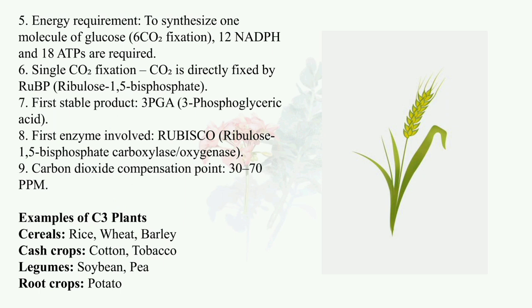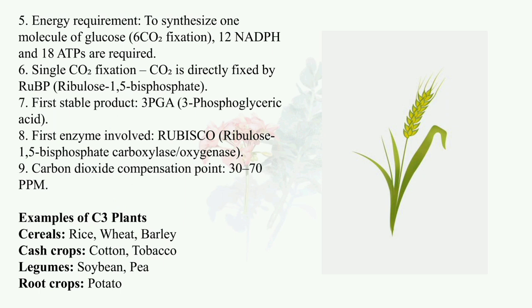6. Single CO2 fixation. CO2 is directly fixed by RuBP, ribulose 1,5-bisphosphate. 7. First stable product, 3-PGA, 3-phosphoglyceric acid. 8. First enzyme involved, Rubisco, ribulose 1,5-bisphosphate carboxylase oxygenase. 9. Carbon dioxide compensation point, 30 to 70 ppm.